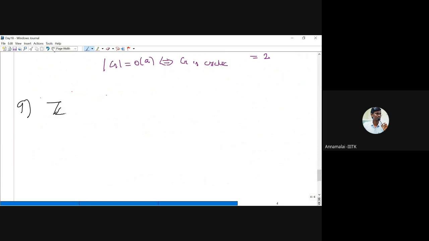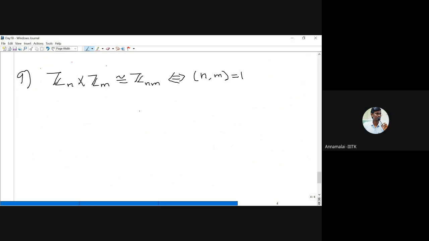If we take Zn cross Zm, this is isomorphic to Z suffix nm if and only if the GCD of n and m is 1. If the GCD of n and m is 1, then Zn cross Zm is nothing but Z suffix nm. It's a very important result. Only when the GCD is 1, otherwise it is not true. Therefore, we can easily say that Z2 cross Z3 is isomorphic to Z6.